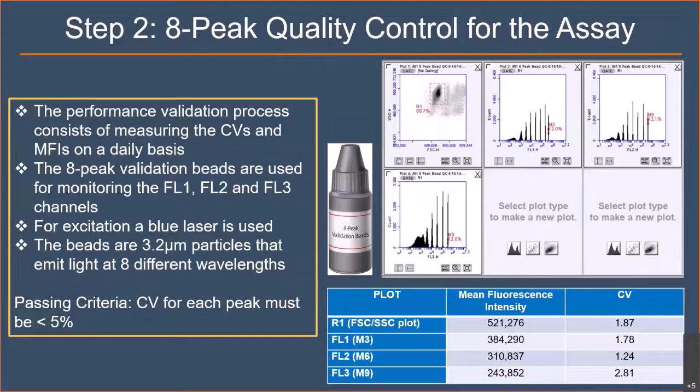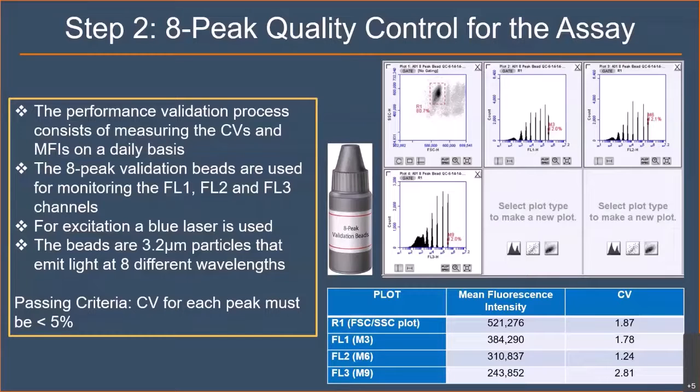And essentially these beads provide us the 8 different peaks which can be measured for the 3 detectors, detector FL1, FL2, FL3. And the first plot shows the area where the events are tracked. We measure only the singlets and we exclude the doublets or the cells which are sticking together. The second plot will show the 8 peaks that are generated for each of these detectors FL1, FL2, and FL3.